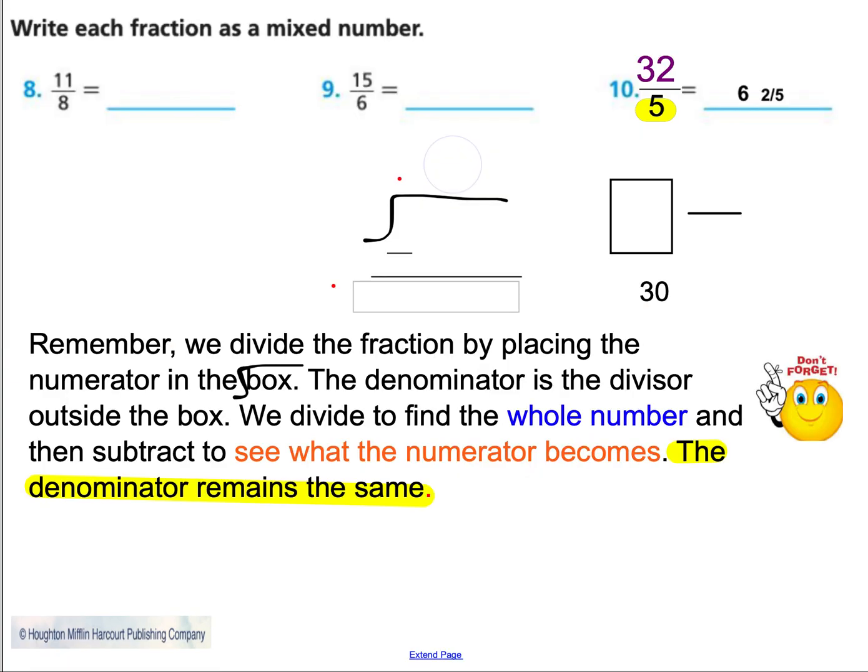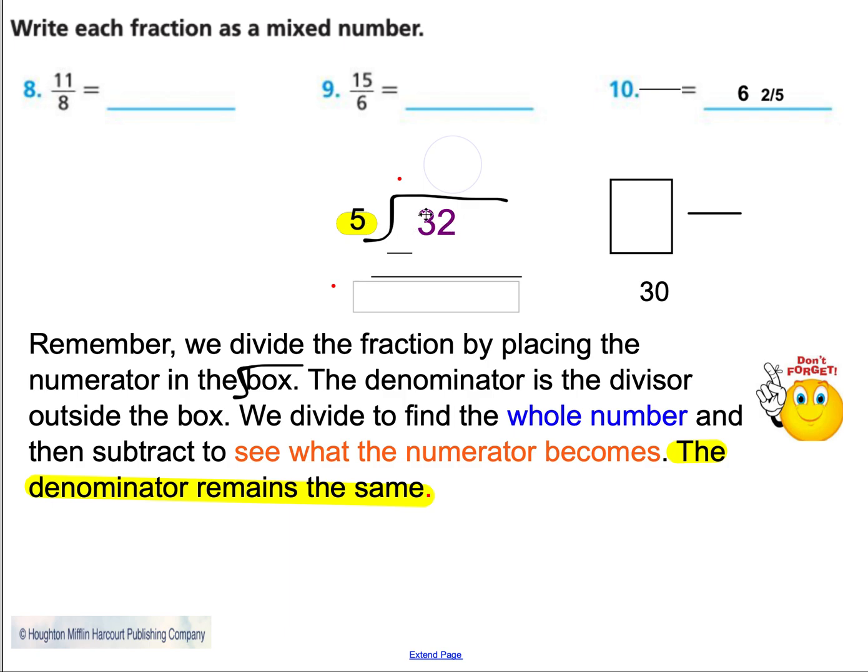So let's get going. On your first work slide page in Google Slides, we have three problems where we're going to convert a fraction, like these improper fractions, into a mixed number. So the rule, remember, we divide the fraction by placing the numerator in the division box. The numerator, as you know, is the number on top of the fraction. The divisor comes from the denominator. It goes outside the box. We're going to divide 32 by 5.